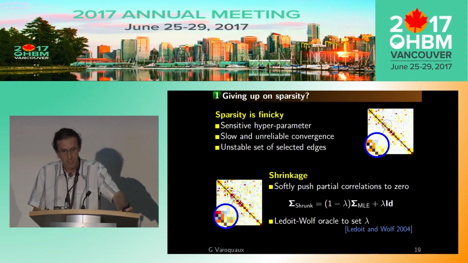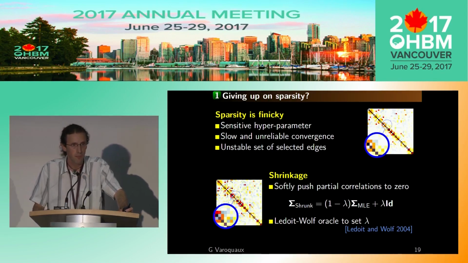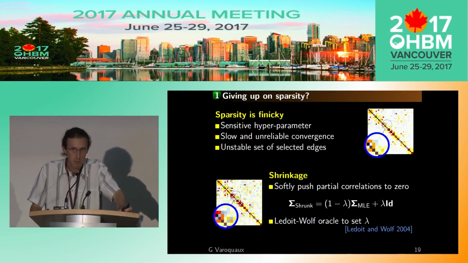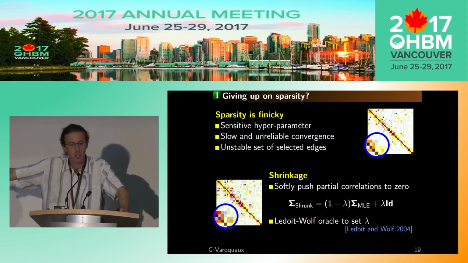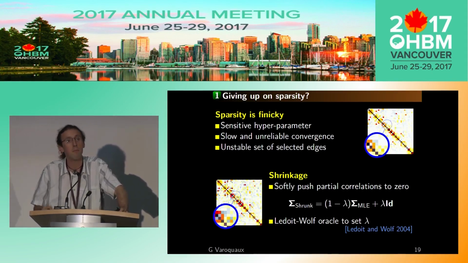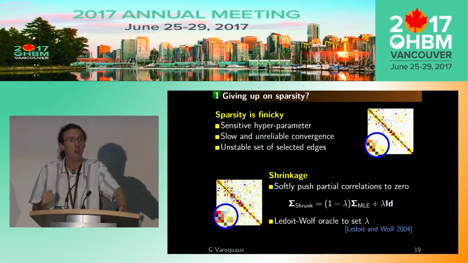However, that was 7 years ago. And for 7 years, we've been playing with this, and I've been moving away from sparsity because it's extremely finicky. It's sensitive to the hyperparameter. It's slow and doesn't always converge reliably. And you could say, okay, that's an algorithmic problem, it can be solved, but it's hard to solve. And most importantly, the set of selected edges is extremely unstable. And it goes back to the fact that we probably don't have enough samples per subject to really guarantee a good sparsity.